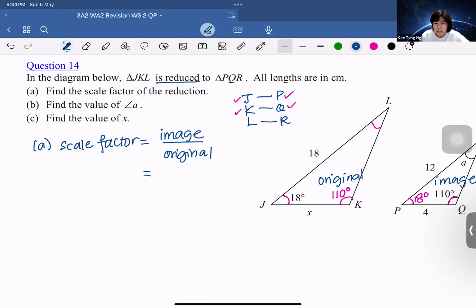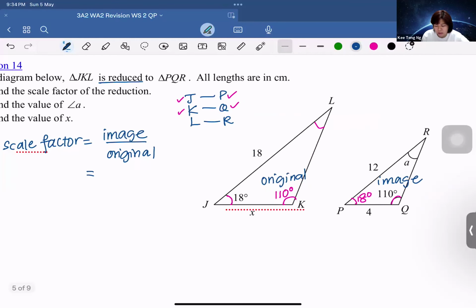Okay, as you can see, our image is the smaller one, and the original is the big one, right? So for the small one, I find a pair of matching lengths that have measurements on both sides. Small is 12, and the bigger one is 18. So that will be 12 over 18. Remember to simplify your fraction. That gives you 2 over 3.